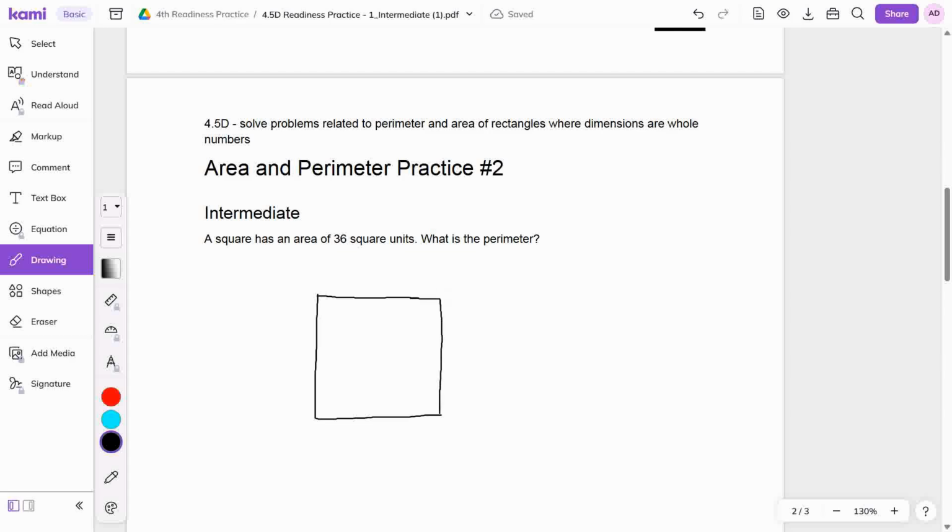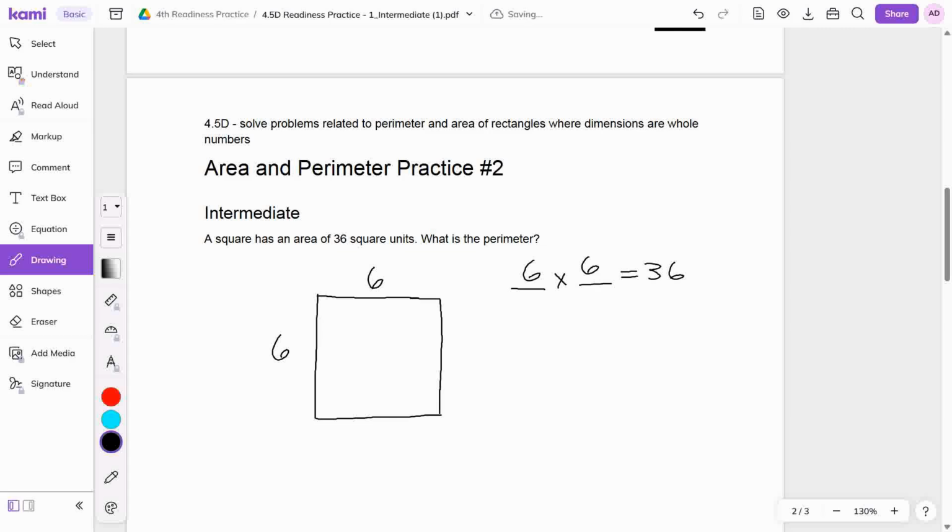4 right angles, and 4 equal sides, right? So these are 4 square corners, and we know that each side of a square is going to have the same length. So we need to think what times what equals 36, and these are both the exact same number. So what number times itself makes 36? And if we get that, well, then we should be thinking, all right, so that is going to be 6 times 6, because 6 times 6 makes 36.